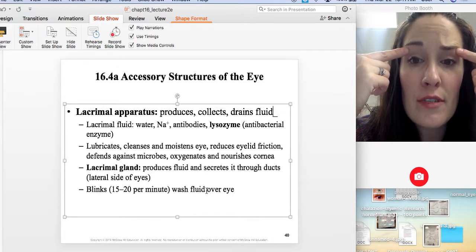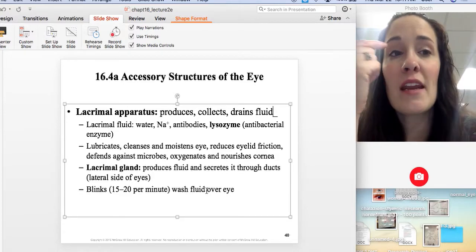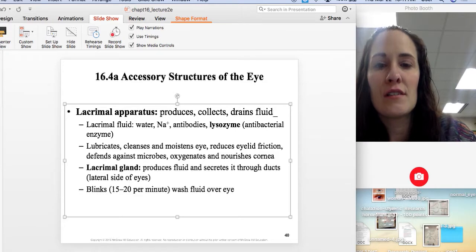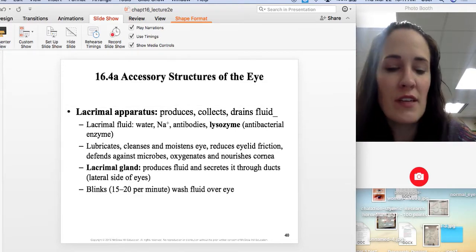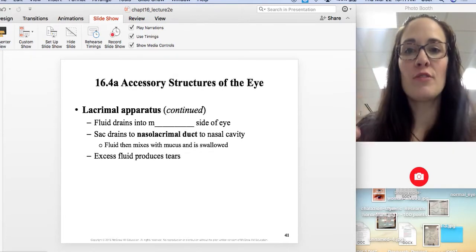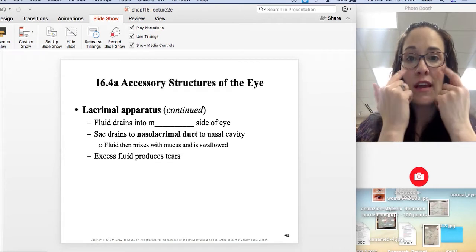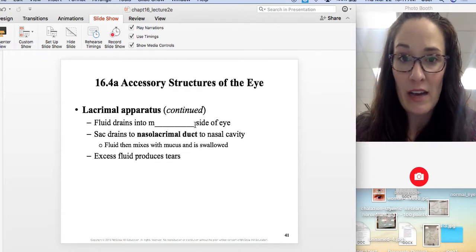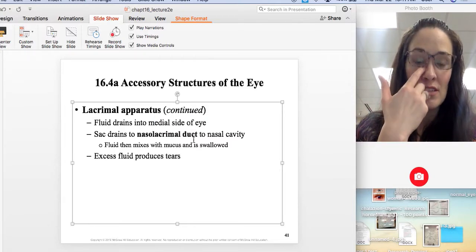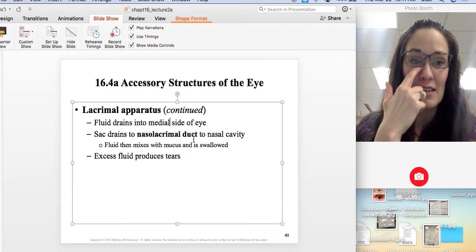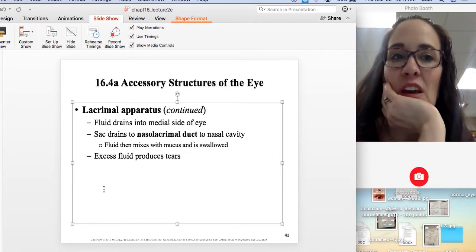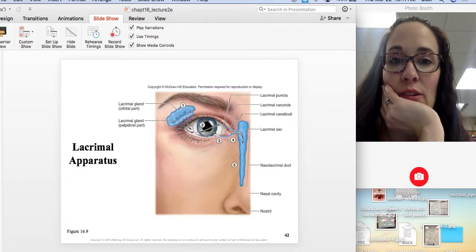And they produce it, and it flows towards the inside. You blink about 10 to 15 to 20 times per minute to wash the fluid over the eye. So the fluid is secreted over here, and it drains into the medial side of the eye. And it drains into what's called a duct, a nasolacrimal duct, because that's the nasal bone, the lacrimal duct back there. And it mixes in the nasal cavity with mucus, and you swallow it, so that's fun.